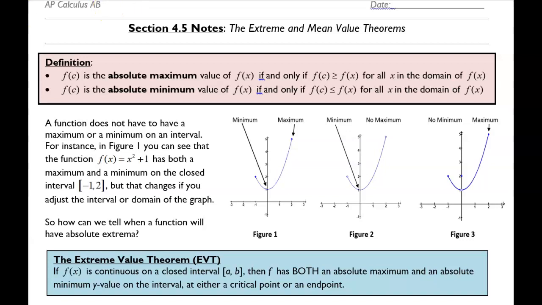Section 4.5, we'll be discussing the extreme value theorem and the mean value theorem. Let's first discuss some definitions. These are just like the technical mathematical definitions of absolute maximum and absolute minimum.